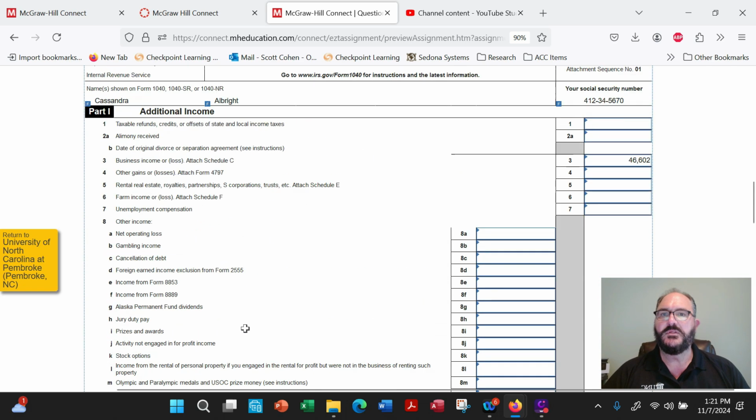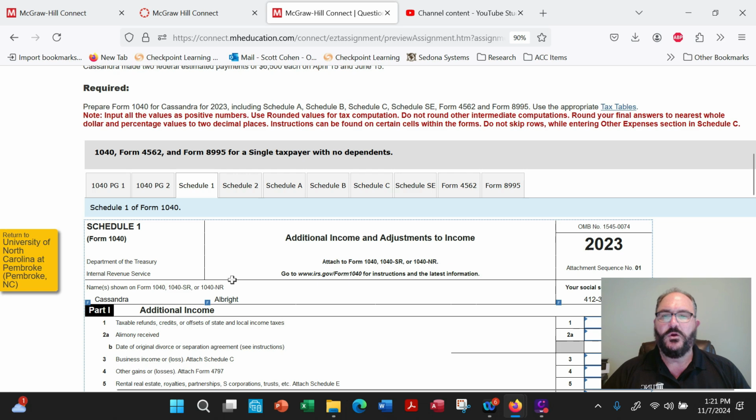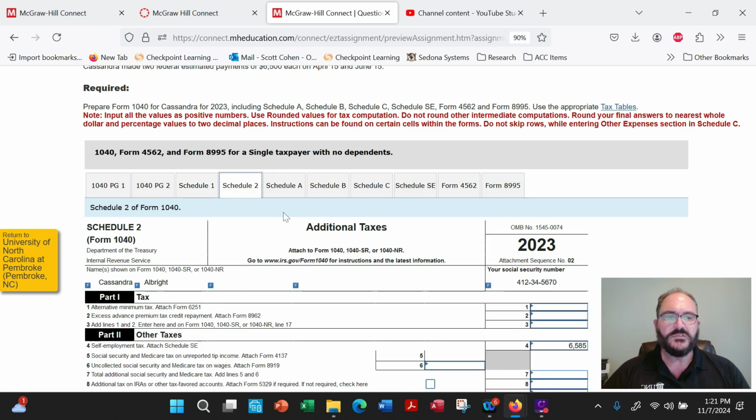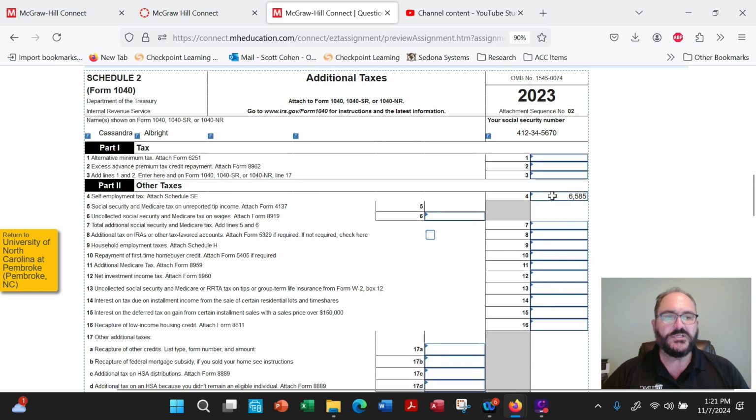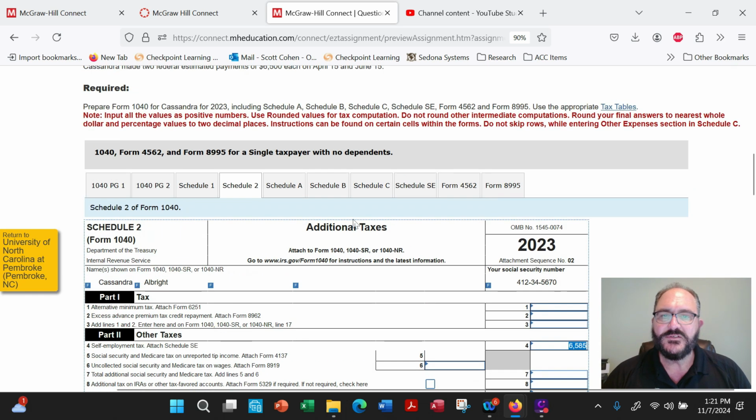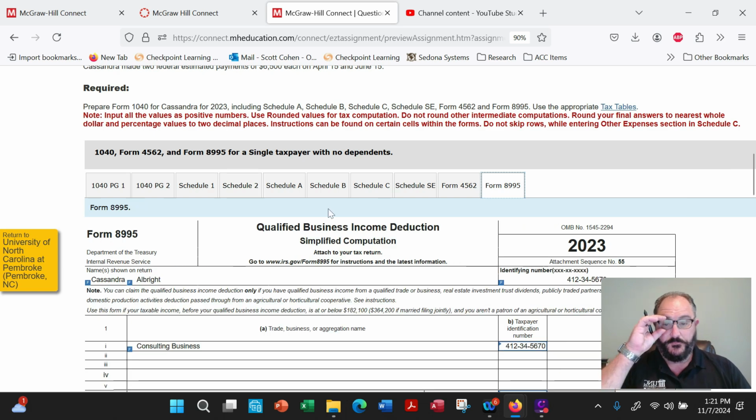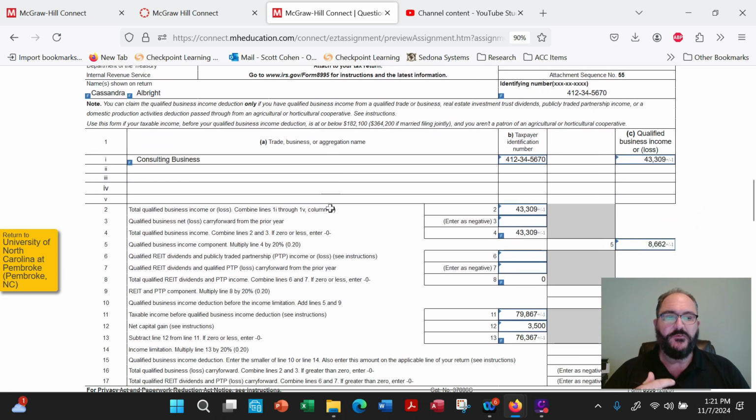All right, now let's take a look. What else do we have to take a look at? Okay, let's go to Schedule 2. So Schedule 2, that's where that other tax, you know that on the Schedule SE, that's the self-employment tax. That's the total amount here under additional taxes. And then that other one that we just looked at, that was giving half of it back because, you know, to make it equivalent for self-employed, okay? So far we've got Schedule 1, Schedule 2, Schedule SE. All right, Form 8995.